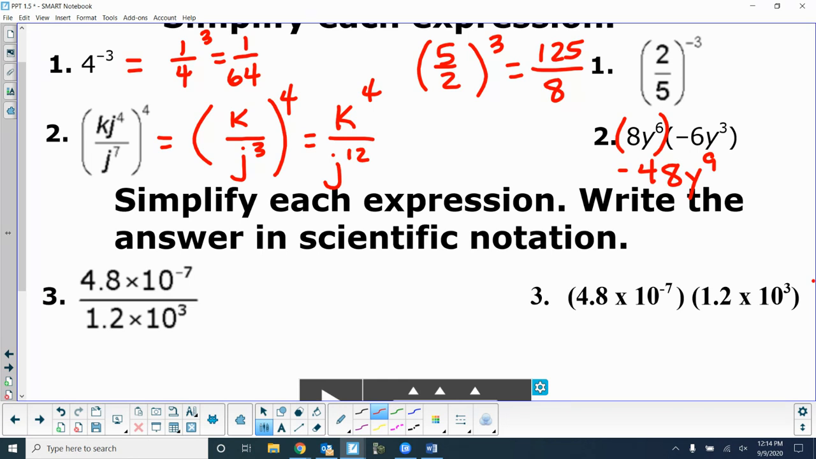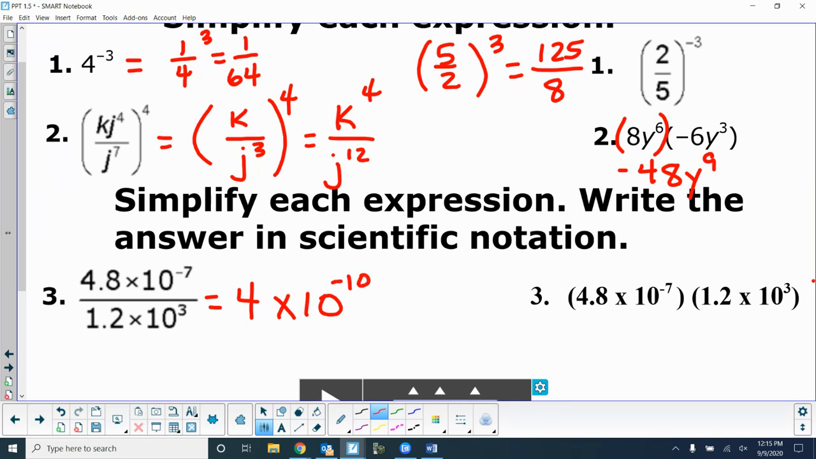4.8 divided by 1.2 is 4. What do I do with the exponent? Since it's division, subtract. So you just go negative 7 minus 3. Always do the top minus the bottom on scientific. On these, you go, where's the higher one? Then you go highest minus the lowest. Okay? See the difference? So that's negative 10, right?